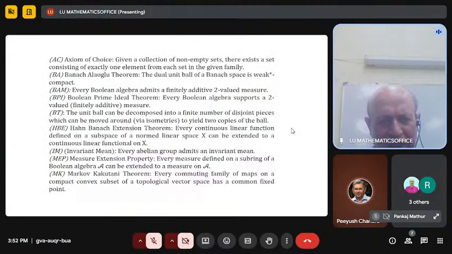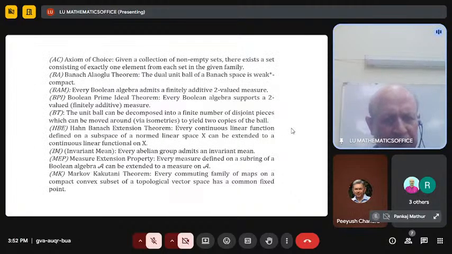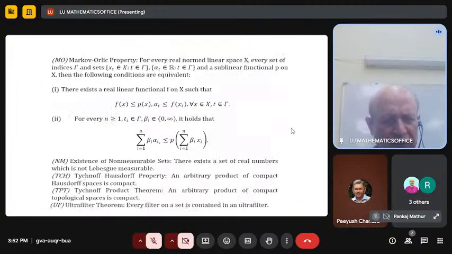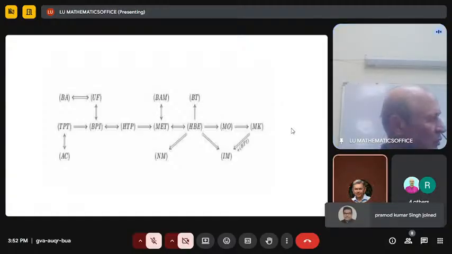Thank you. Except that I will show you this picture. There are about 10, 12, in fact 15 implications based on the axiom of choice. And there is this implication diagram. What does it imply? For example, look at the middle line. It is the Tychonoff product theorem.